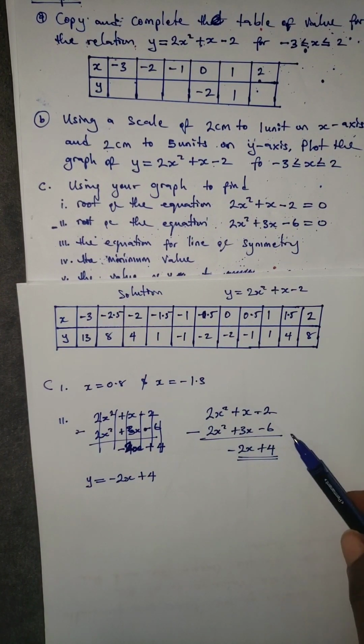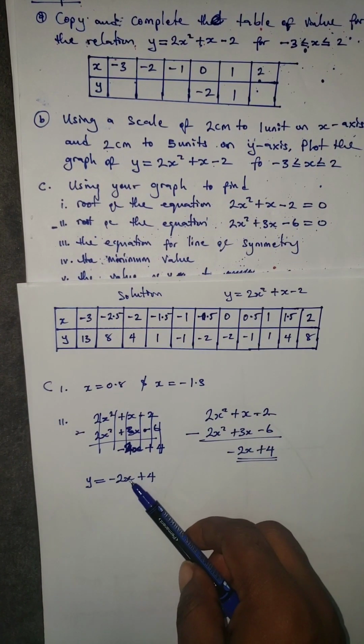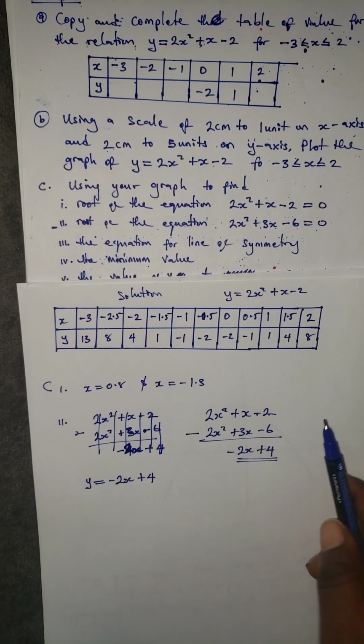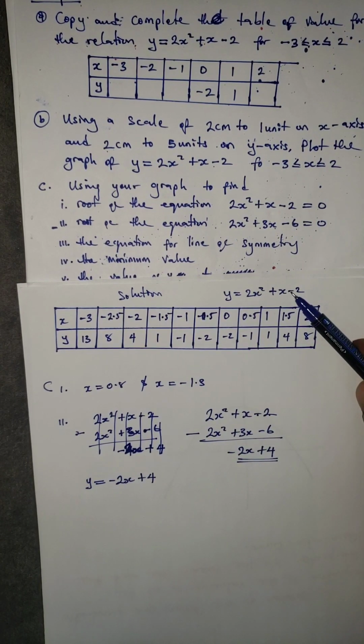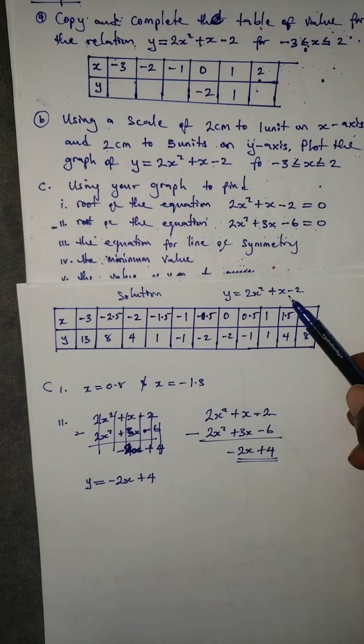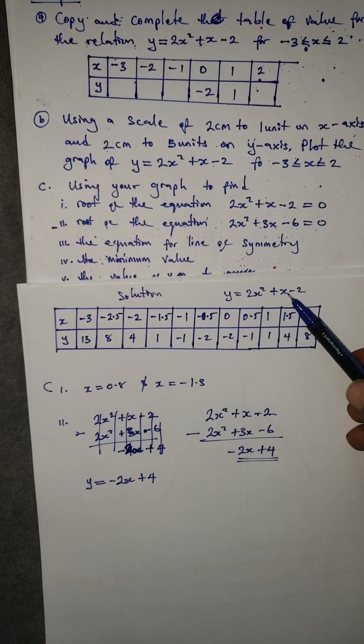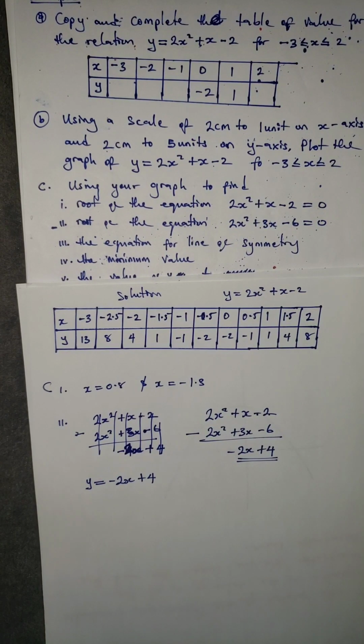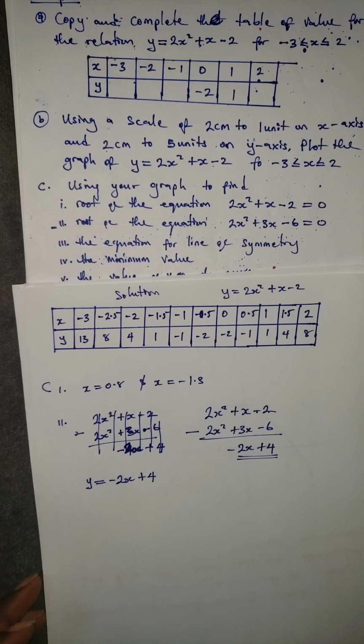So this is the quadratic and this is the linear. When we match them together, we are going to get what we have plotted here. So let us find the values now, the way we plotted the linear equation last time.